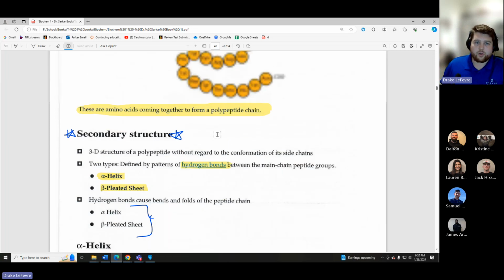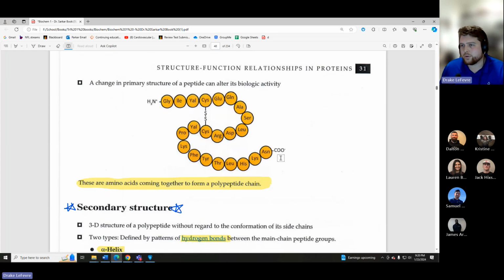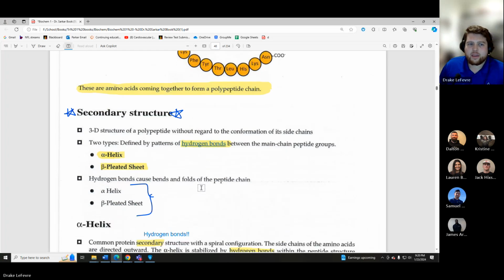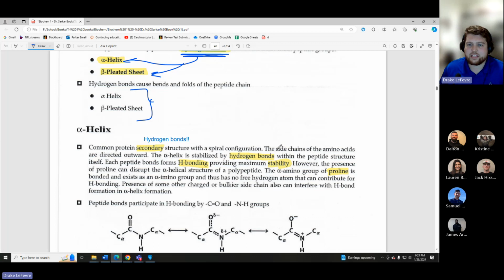Secondary structure. So our chain starts to fold and starts to interact with other parts of itself. It will fold into one of two 3D structures. It's going to fold either into an alpha helix or a beta pleated sheet. And this is due to hydrogen bonds. Remember that hydrogen bonds are responsible for alpha helices and beta pleated sheets. Okay. And these are our secondary structures.